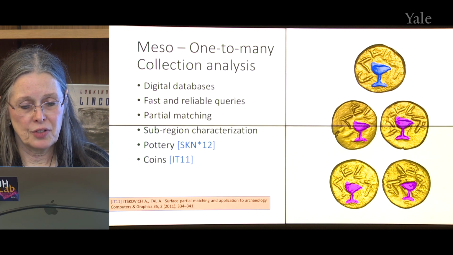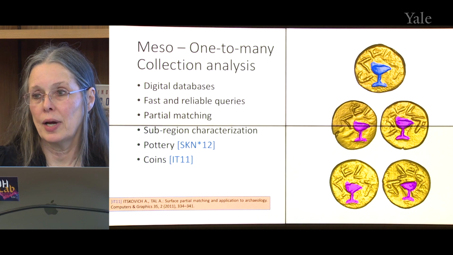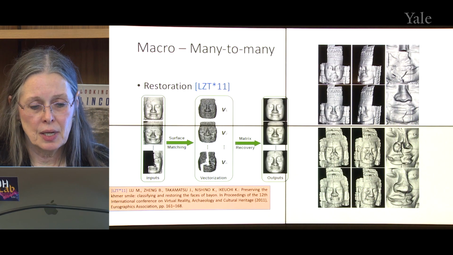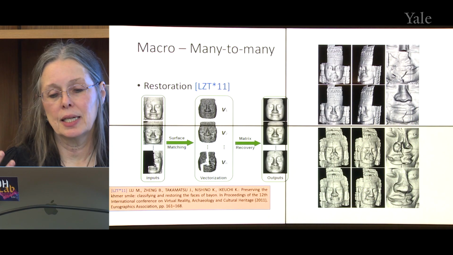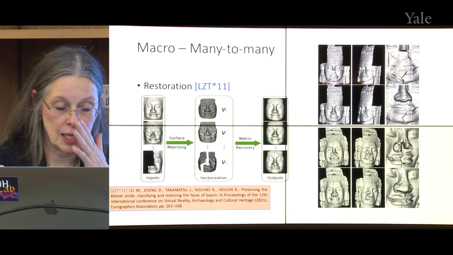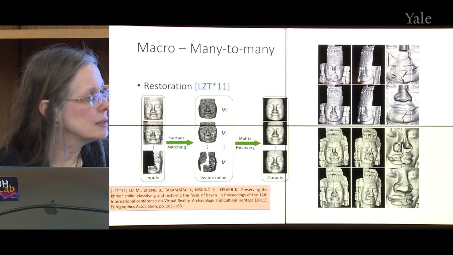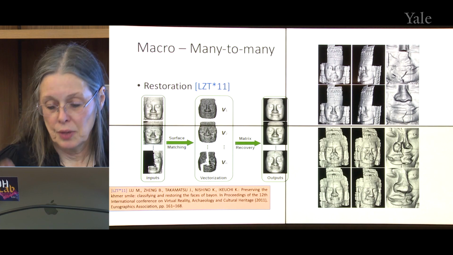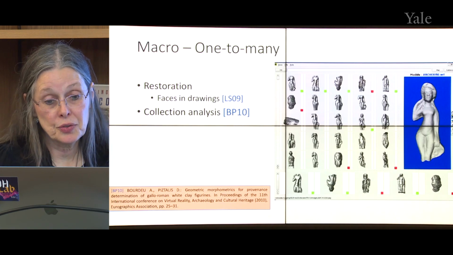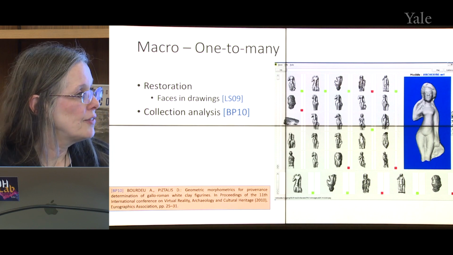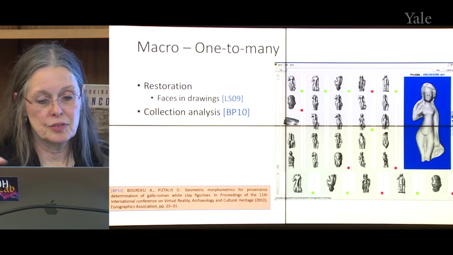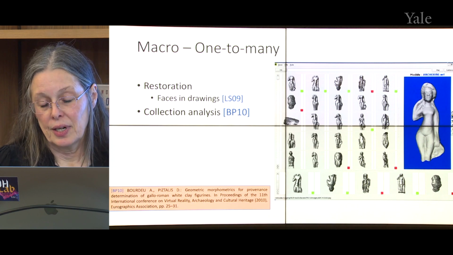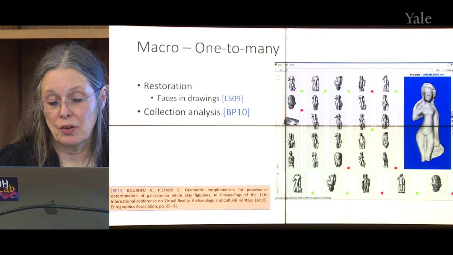This is a little bit of work on that line, looking at sets of coins and finding the same figure across several coins that were found. This is another studying the faces on the Banyan Temple in Cambodia, with the immediate goal of trying to do restorations. This is one true collection study, where these are figures 3D scanned at the Louvre to try to determine provenance for pieces whose origins aren't known.